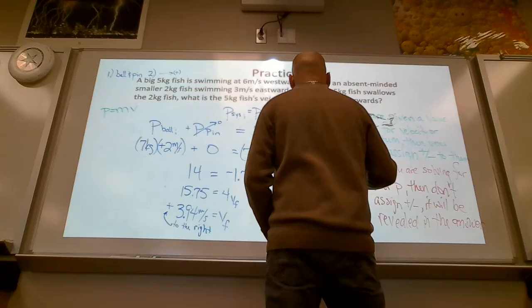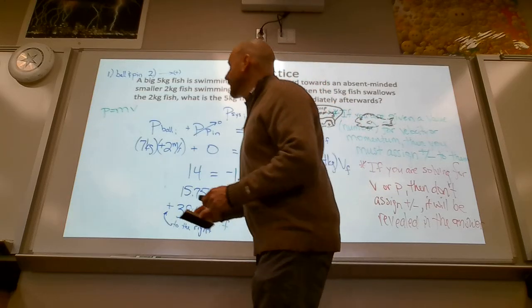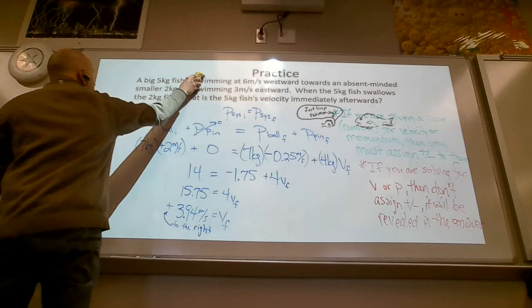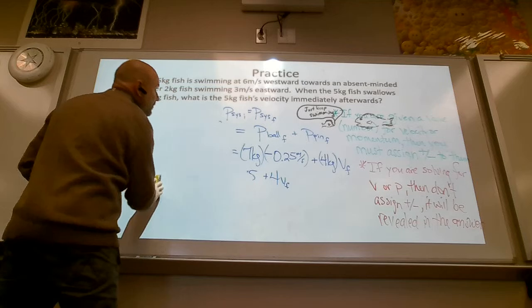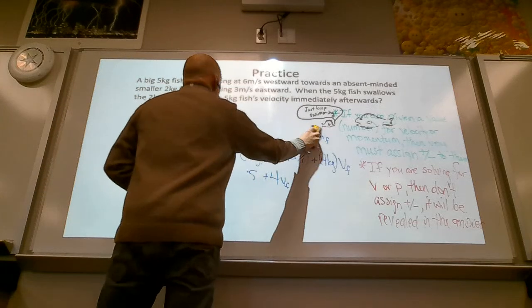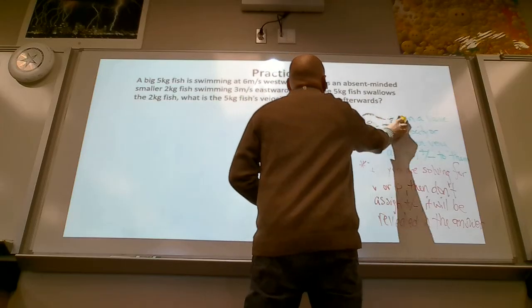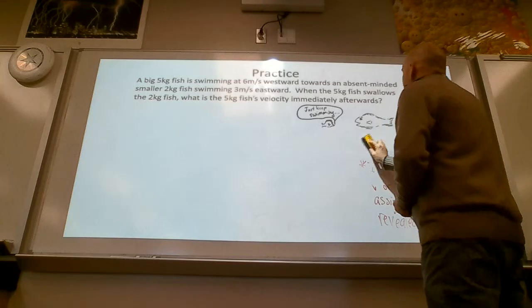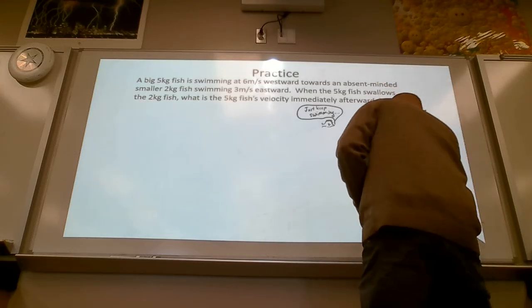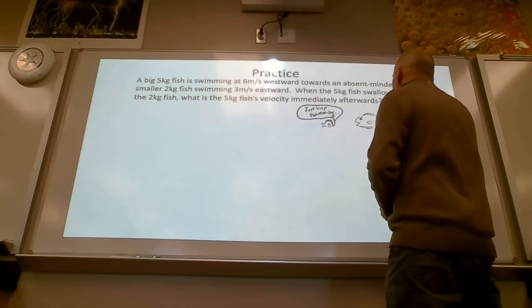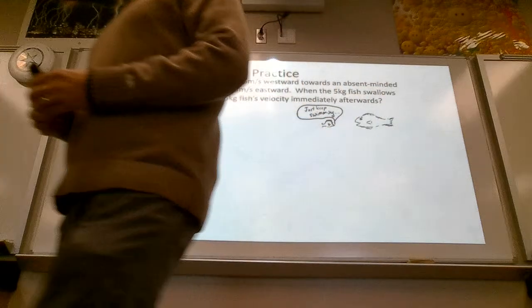The second example. Any questions there? Points of confusion. All right, a big 5 kilogram fish is swimming at 6 meters per second westward towards an absent-minded smaller 2 kilogram fish swimming at 3 meters per second eastward. When the 5 kilogram fish swallows the 2 kilogram fish, what is the 5 kilogram fish's velocity immediately after lunch?